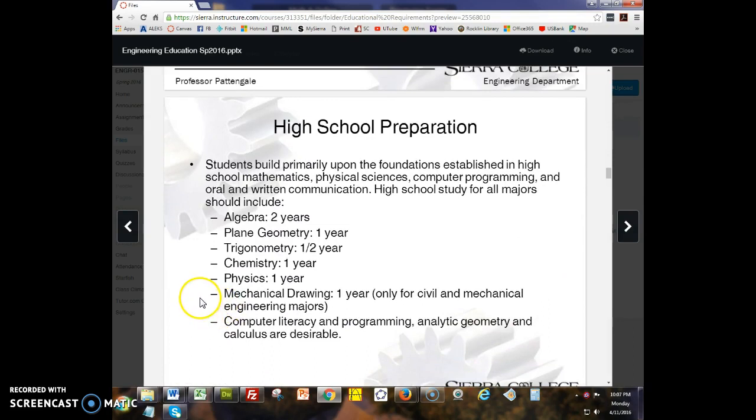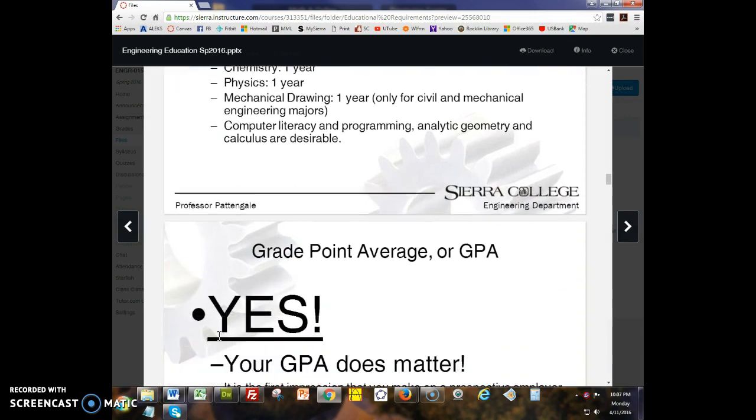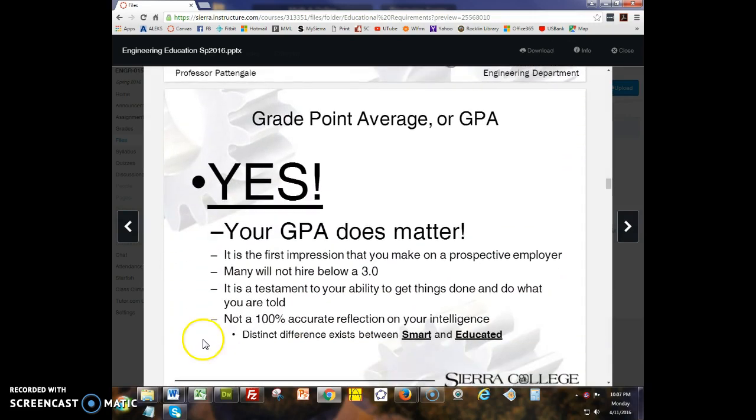So coming from high school, it's ideal if you've had 2 years of algebra, a year of geometry, some trigonometry, chemistry and physics, and if you've had mechanical drawing, that gives you a jump, and if you have computer literacy and some basic programming, that would be awesome, and if you've already done some calculus, that's fabulous. You start ahead of the game.